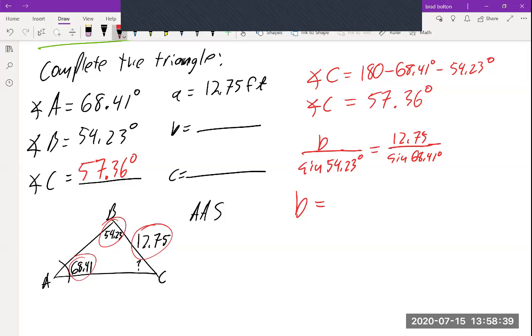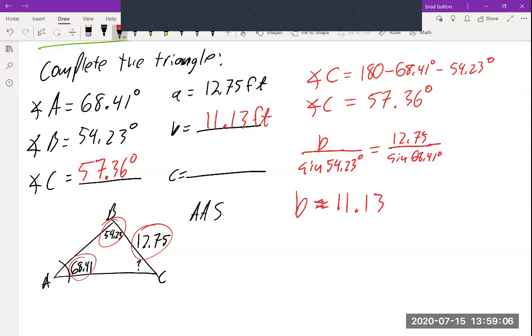And I get 11.125. So I'm going to round it up to 11.13. Okay, so 11.13 feet. Okay, now we're going to do the next one.